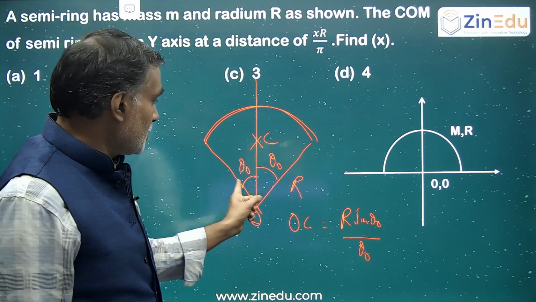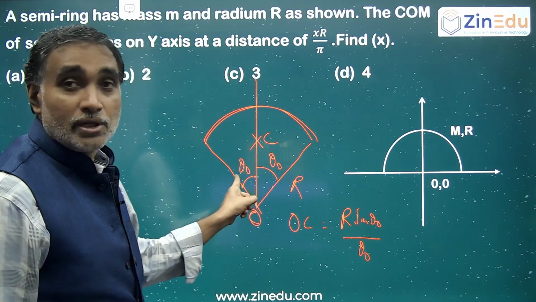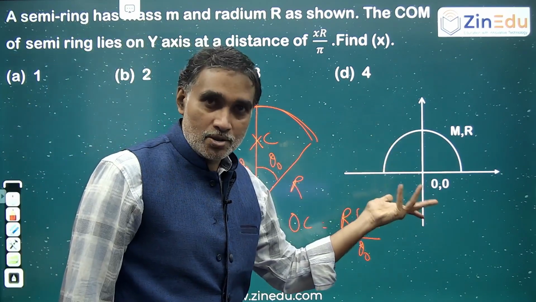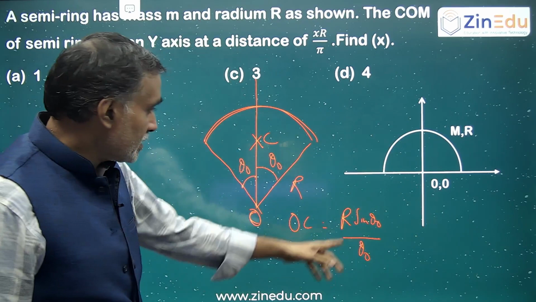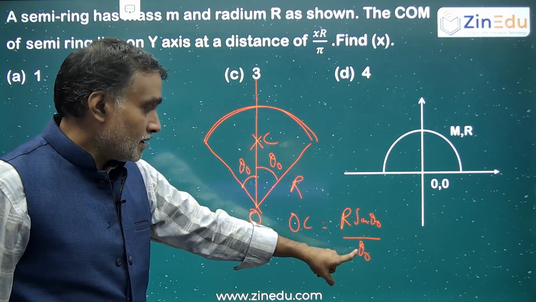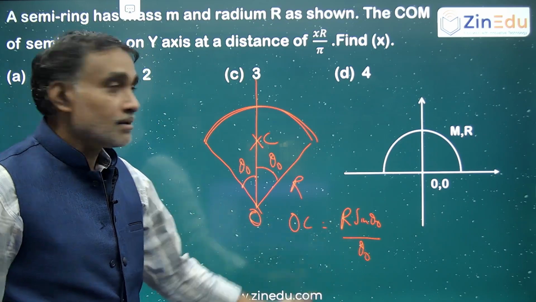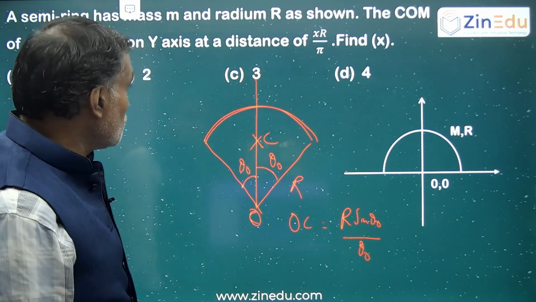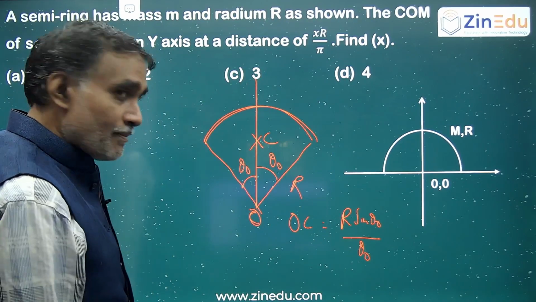In this case, what is the total angle it subtends? 2 theta naught. If it is a semicircular wire, what is 2 theta naught? Pi. So, theta naught is pi by 2. So, theta naught is pi by 2 you put here, and sin pi by 2 is 1, then here pi by 2. So, 2r by pi you will get. 2r by pi means x is equal to 2. So, what is the answer? B.